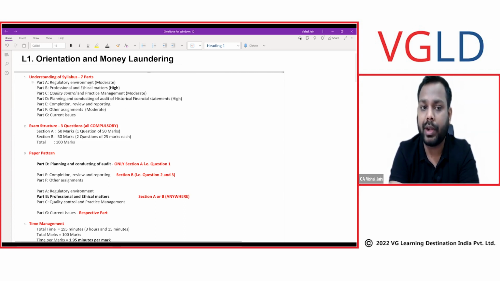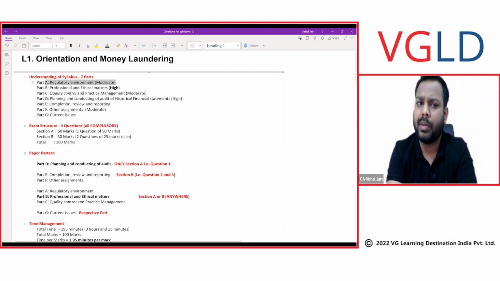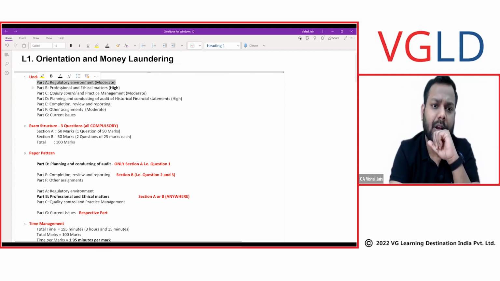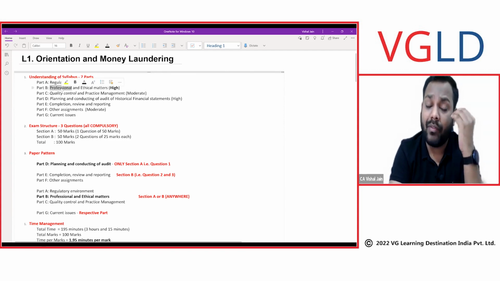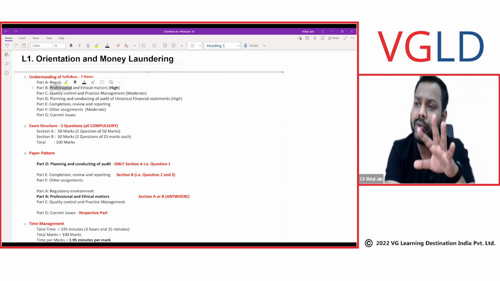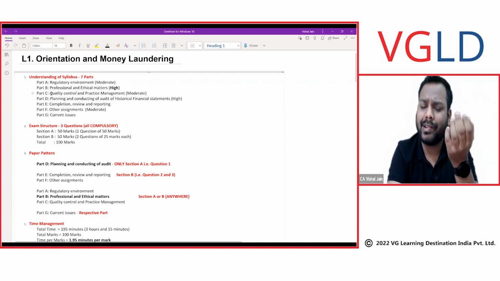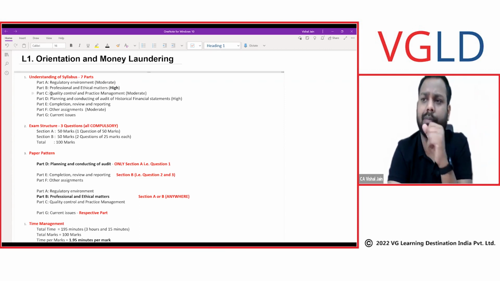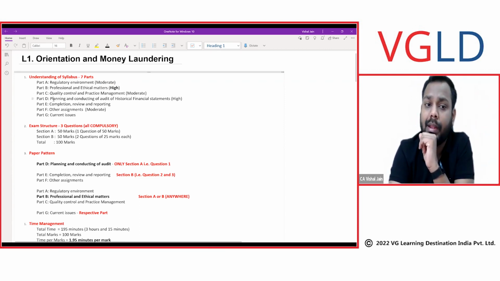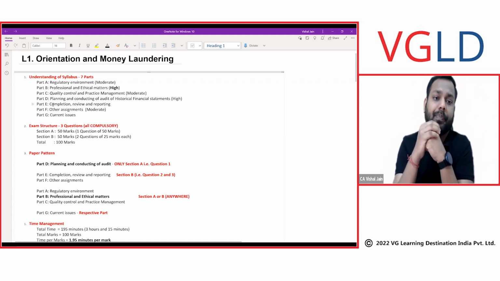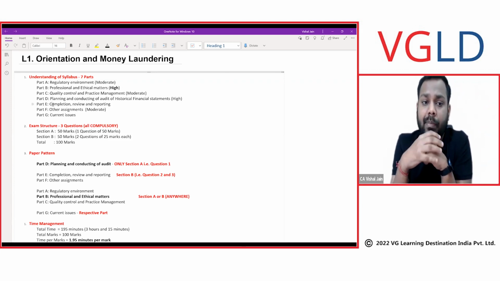As I have told, regulatory environment can be tested, cannot be tested. But if it gets tested, it will get tested in the range of around 8 to 10 marks. Professional and ethical matters, it will get tested every time. But yes, in a range of around 8 to 10 marks. So this is a mandatory question, you can say. Part C, again, it can get tested or it can not get tested, okay? But if it gets tested, it will be tested in the range of around 8 to 15 marks. But part D, it will get tested every attempt and that too in the range of 30 to 40 marks, okay?